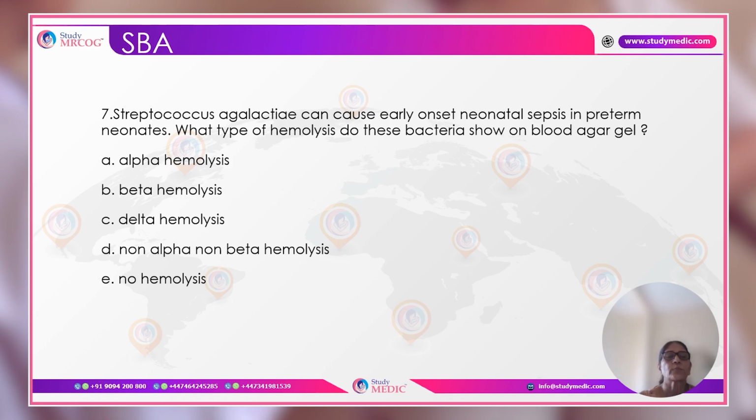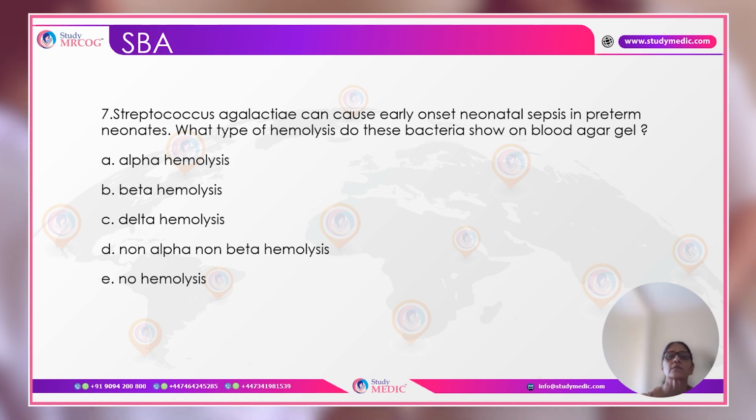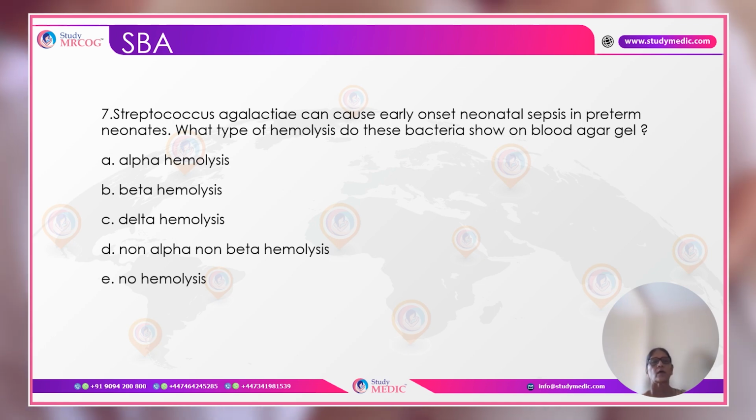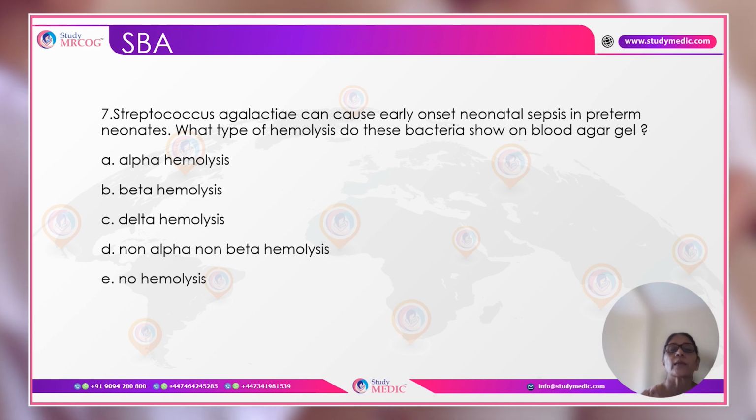Now, Streptococcus agalactiae can cause early onset neonatal sepsis in preterm neonates. To come to a diagnosis of this, what is done normally? You will do a culture and sensitivity. Now, these Streptococcus show a very specific type of hemolysis on blood agar. So what is the type of hemolysis? Is it alpha, beta, delta, non-alpha, non-beta, or does it not show any type of hemolysis?